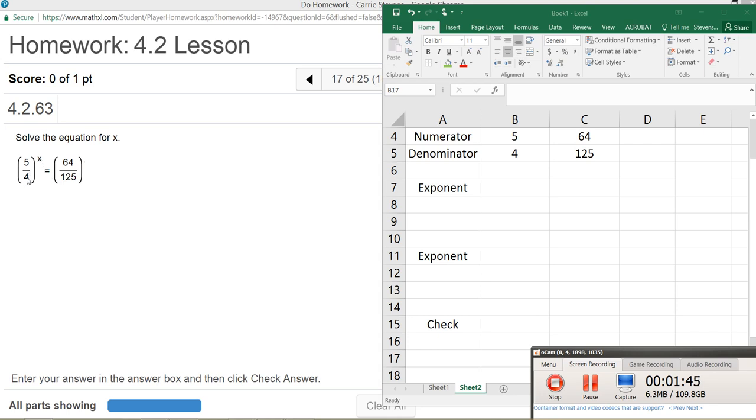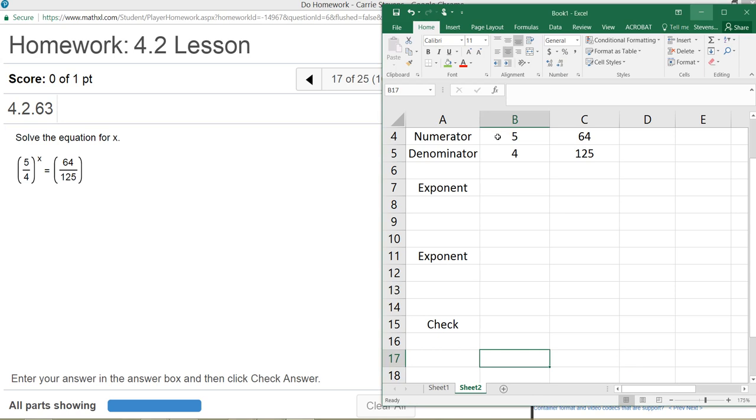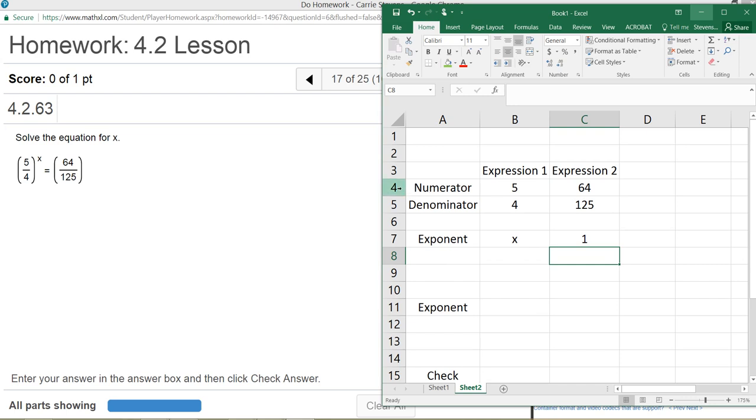I'm going to try to see if I can change this fraction on the right so that it's an exponential expression with a base of 5/4. So I've set it up here where I put the numerator and the denominator of 5/4 on the left, and then the right side expression, 64/125. Now I'm just going to put the x here, which is our exponent on the left, and the exponent on the right would be 1.